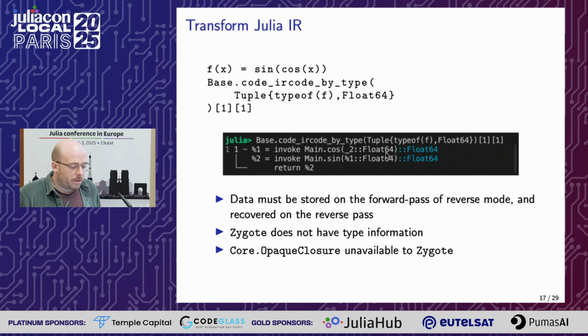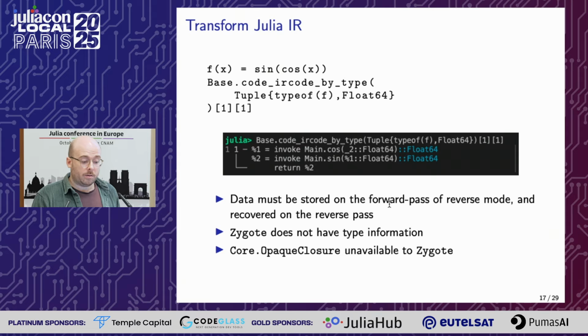And so recall at the start I said that for reverse mode AD, you need to be able to store information on the forward pass and recover it on the reverse pass. And so what data structure are we going to use to store that data? Let's say we're going to just push things onto a vector. If you don't have any type information when you're deriving your rules for AD, you essentially have to have a Vector{Any} to store all of your information. You have to use a completely untyped container because it might have anything.